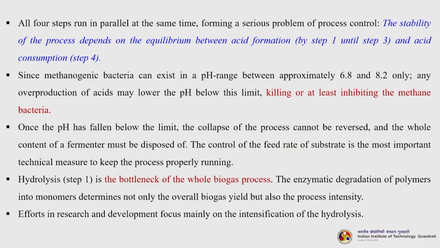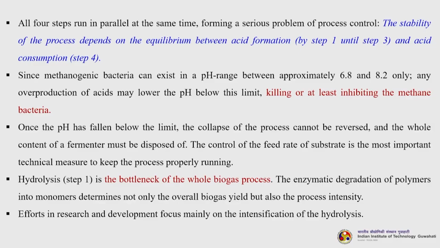Okay. So, since methanogenic bacteria can exist in a pH range between approximately 6.8 and 8.2 only, any overproduction of acids may lower the pH below this limit. So, thereby killing or at least inhibiting the methanogenic bacteria, which is not good. Okay. Now, once the pH has fallen below the limit, the collapse of the process cannot be reversed and the whole content of a fermenter must be disposed of. The control of the feed rate of substrate is the most important technical measure to keep the process properly running.